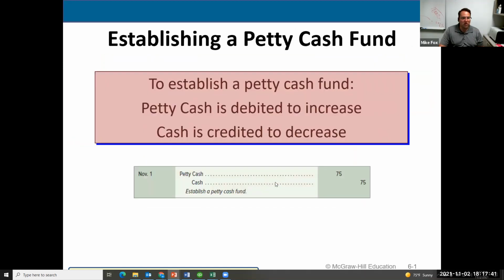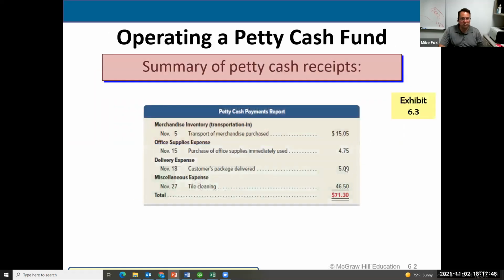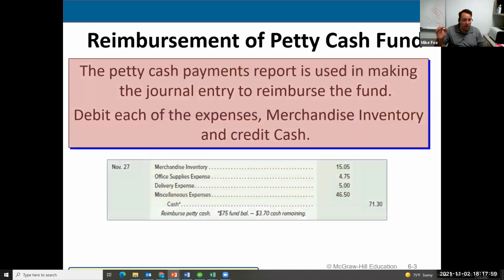When we established the fund, our petty cash account had $75 in it. We spent a bunch of money out of our petty cash fund, but on our books, it still shows $75 in that petty cash fund because we never did a journal entry as we spent. Then at the end of the month, when we reimburse the petty cash fund, we're just going to record those expenses and take that money out of cash. So on the books, our petty cash fund still shows a $75 balance. That's the thing that's a little weird about this.